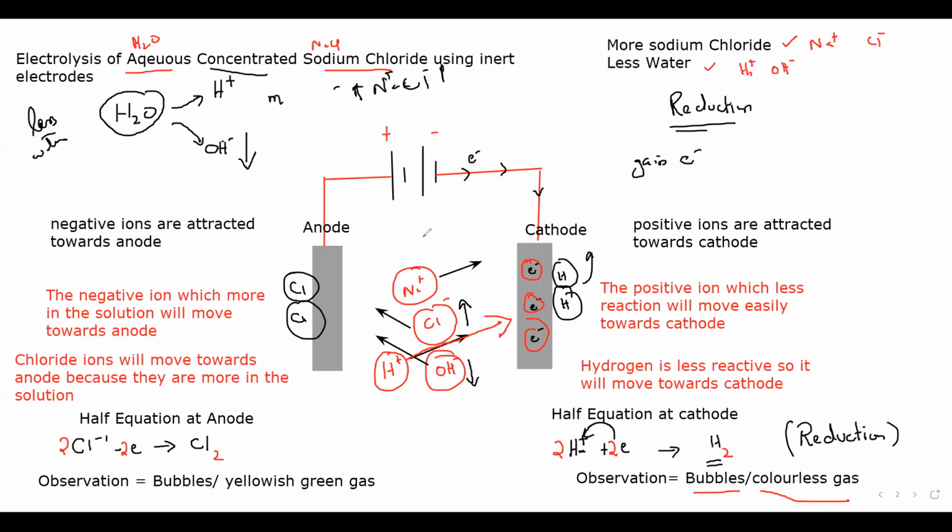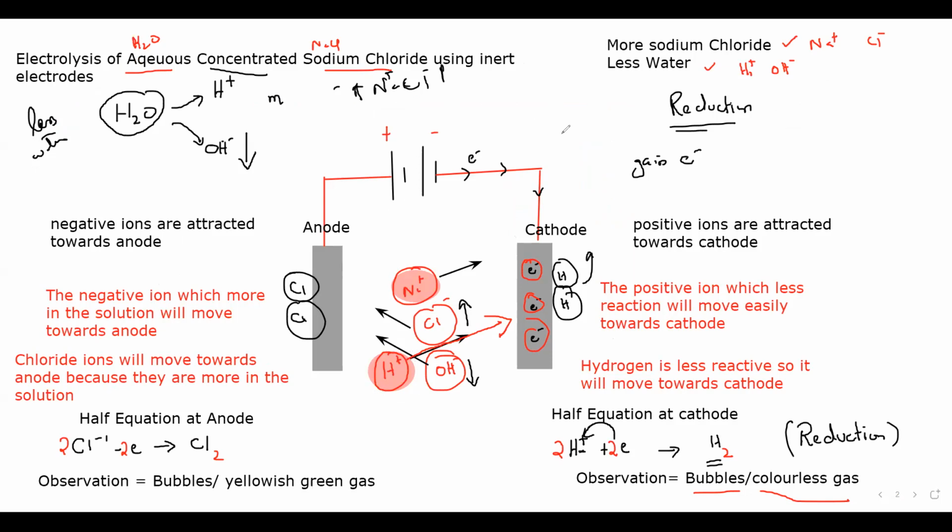For the positive ions, we have the sodium ion and the hydrogen ion. The ion which is less reactive will move. So which ion will move here? The hydrogen ion will move towards the cathode.